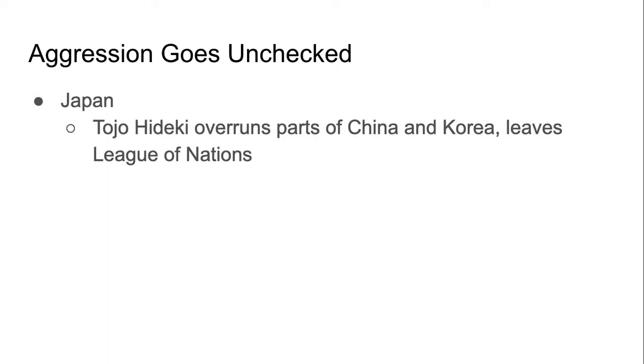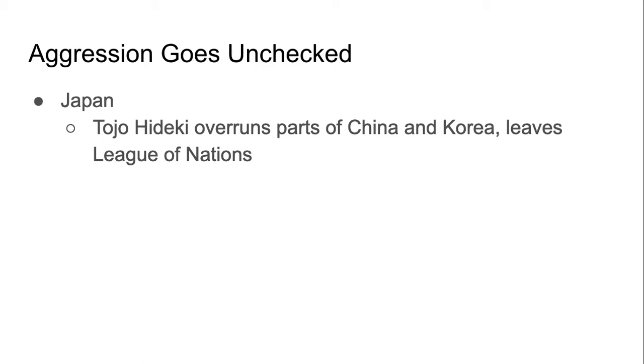Okay, so taking a look first at Japan. So Tojo Hideki ends up overrunning parts of China. Okay, so if you remember, China was going into a civil war and Japan started to invade. We hear about the overrunning of the city of Nanjing. So they're overtaking parts of China and Korea.